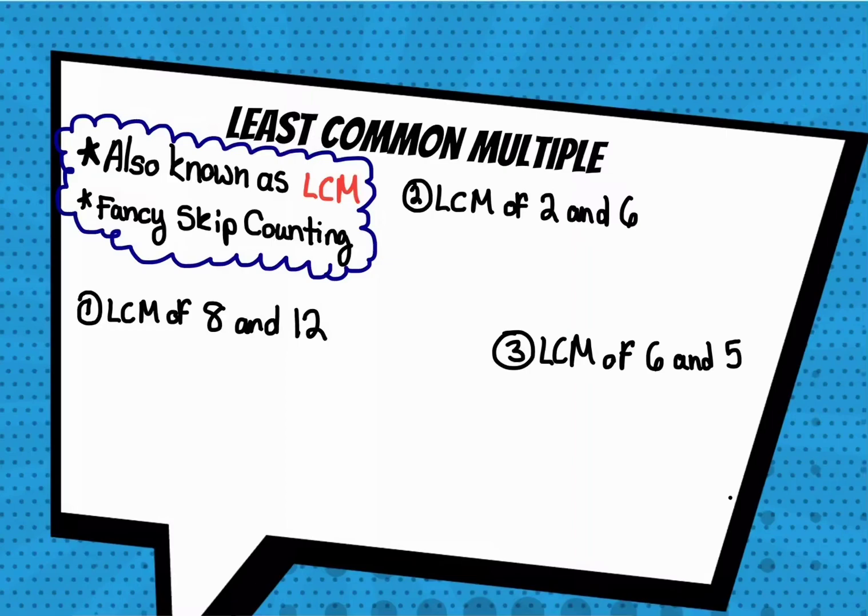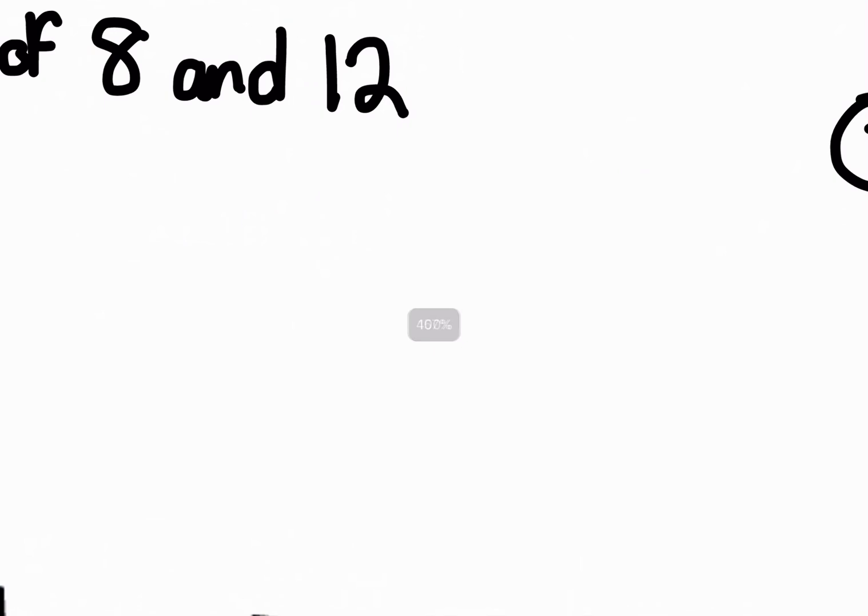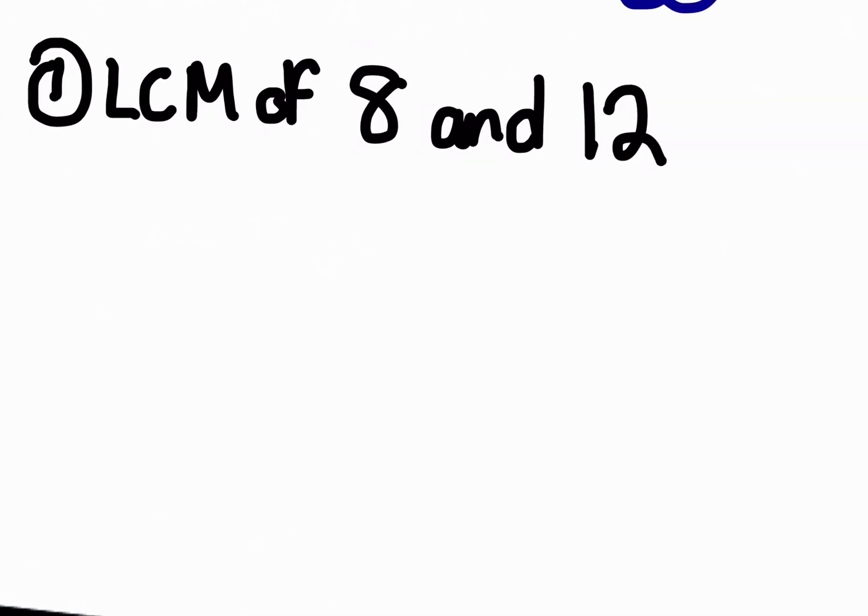Okay, least common multiple is kind of like fancy skip counting. It's also called LCM a lot of times. And they're going to have you find the least common multiple of two numbers. Sometimes you can have more. It just depends on what the question's asking for. So this is asking for the least common multiple of 8 and 12.